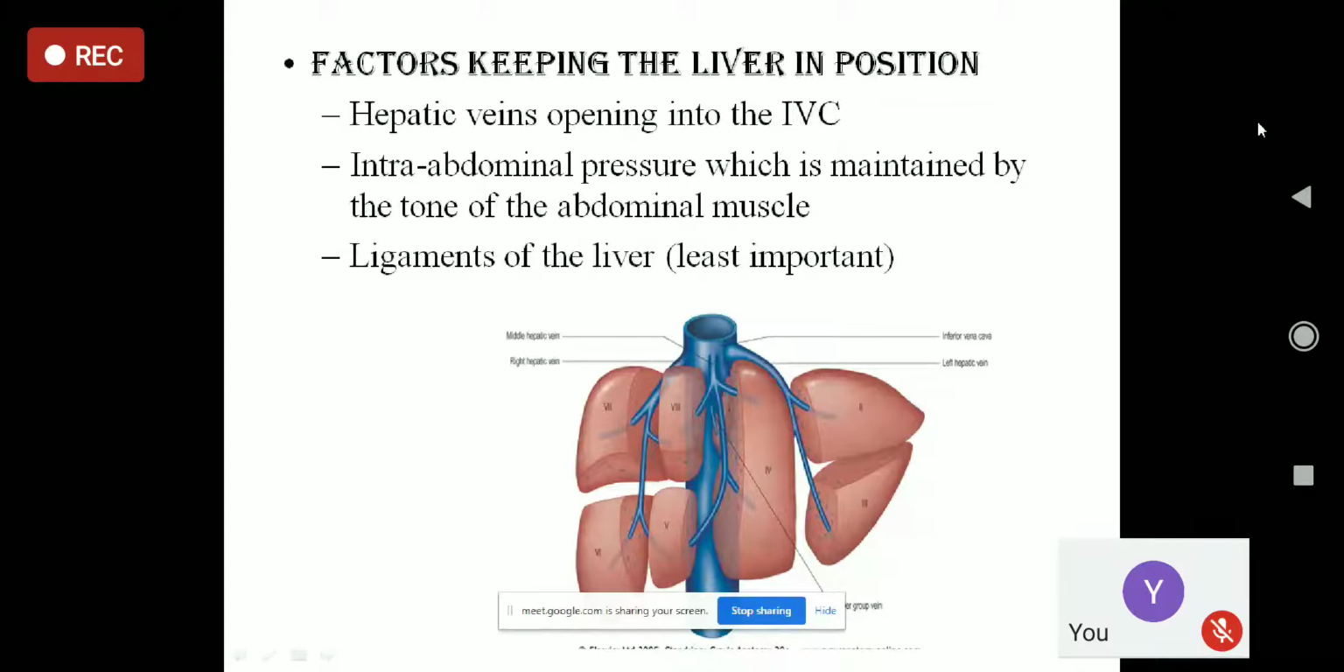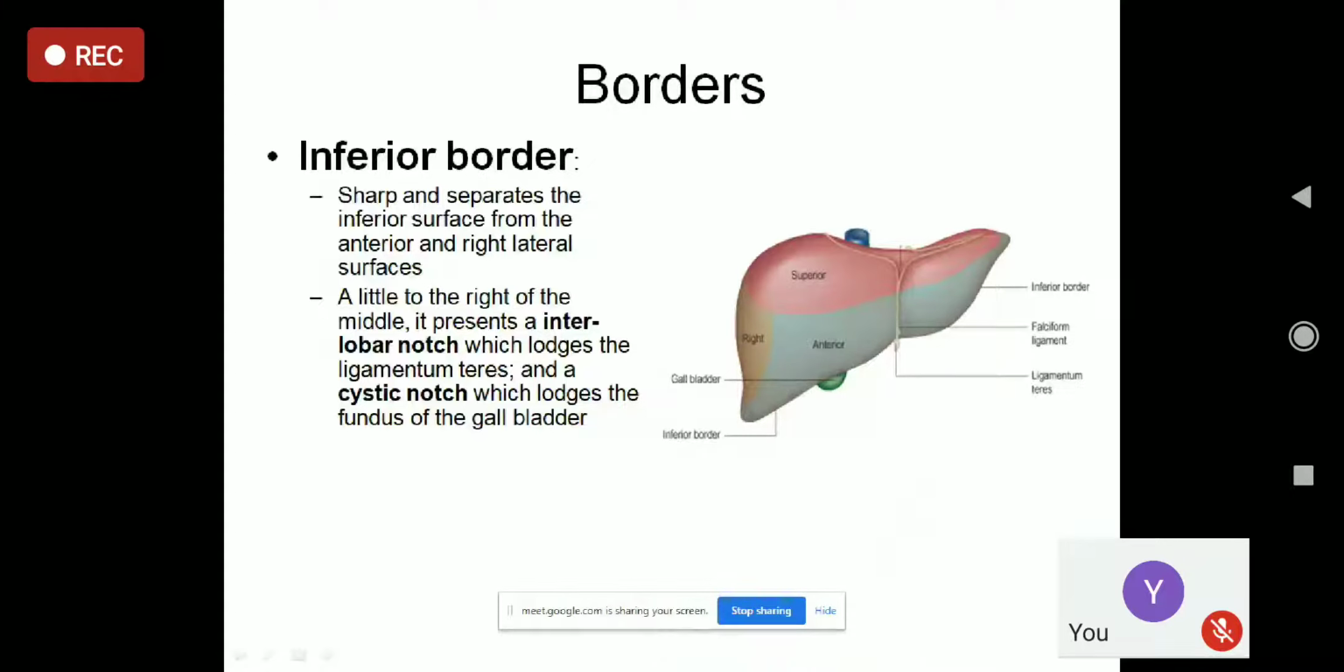Don't do like that. Now, talking about the border, look at it. This is the inferior border. This is the most prominent border of the liver. It is sharp and it separates the inferior surface from the anterior and the right lateral surface. This is the right lateral surface, this is the anterior surface, and below it the inferior surface. So this sharp inferior border separates these surfaces.